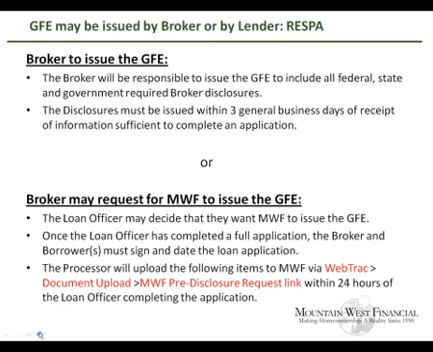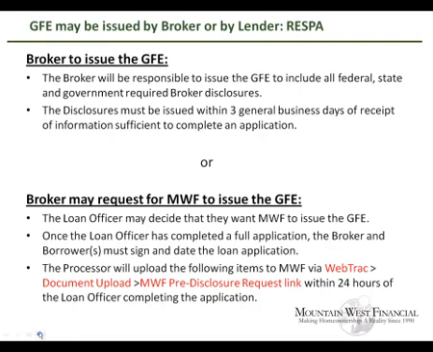RESPA states either the lender or the mortgage broker must provide a GFE no later than 3 business days after a mortgage broker receives either an application or information sufficient to complete an application. Now, if the broker provides the GFE to the borrower, then the lender is responsible for ascertaining whether the GFE has been provided. If the mortgage broker has provided a GFE, the lender is not required to provide an additional GFE.